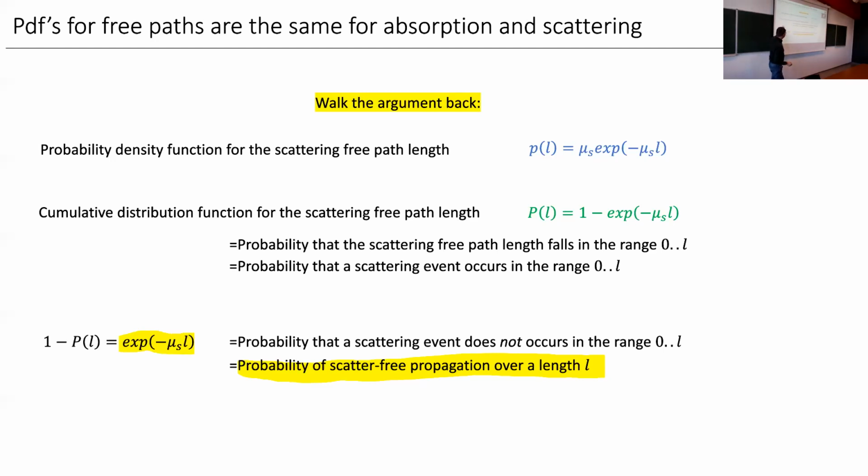And also in the same way, we can calculate the probability of a scattered free path. The probability of scattering-free propagation over length L is given by exponential minus the scattering coefficient times L. So in this whole chain of events in the photon path, this is already one probability that we can assign. This is the probability of having a step size of length L.